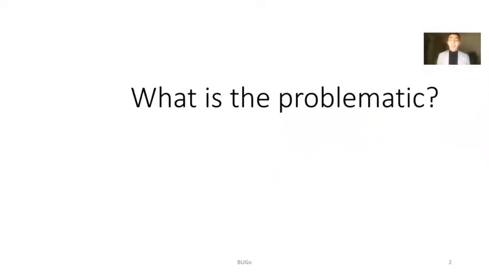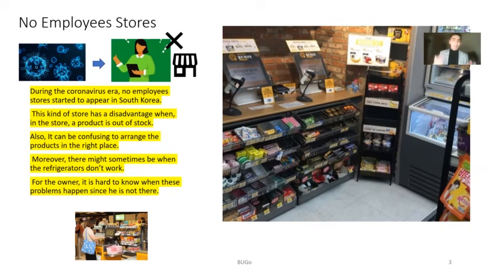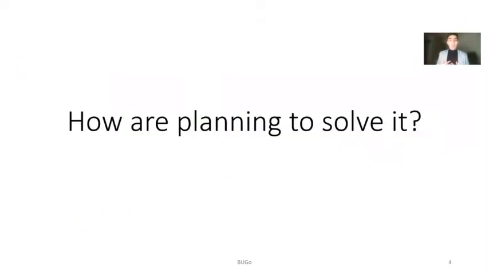So what's the problem here? The problem with these stores is that when the refrigerator doesn't work or when a product is out of stock, the owner won't know. Or, for example, when the owner is arranging the things, he won't remember where to put them. So Go looks for a way to solve this problem.